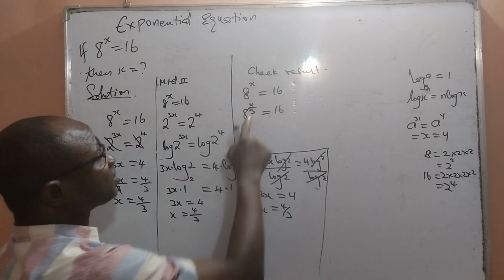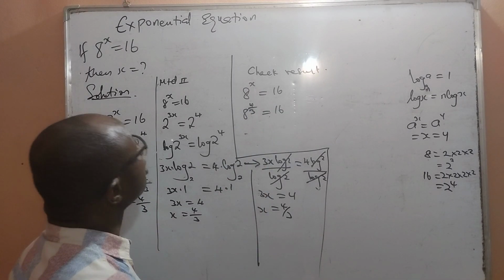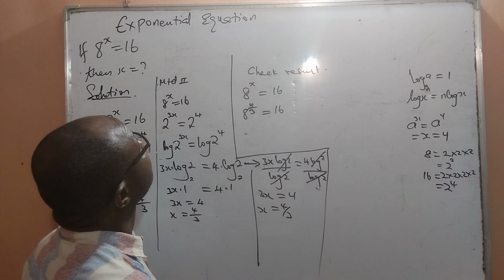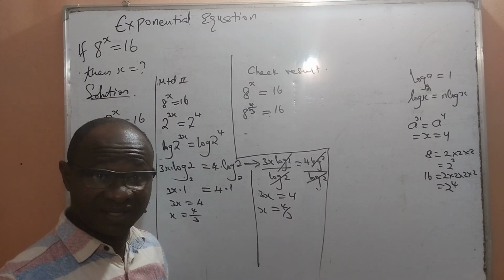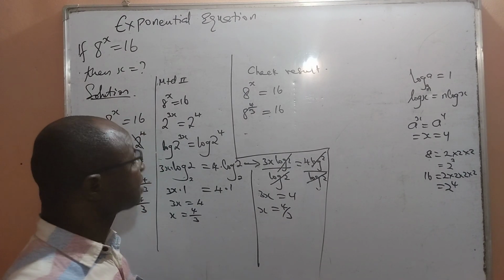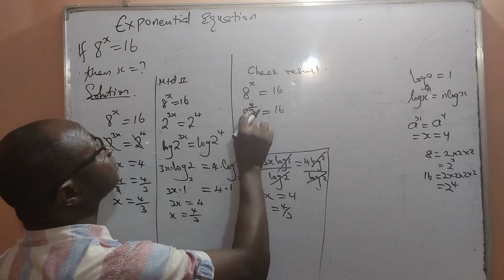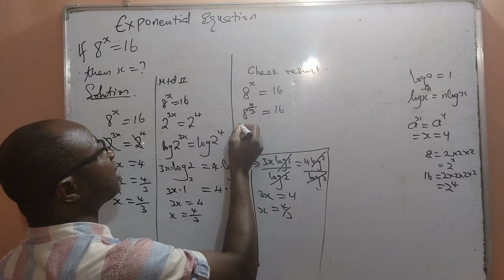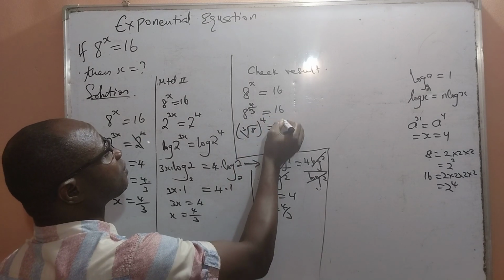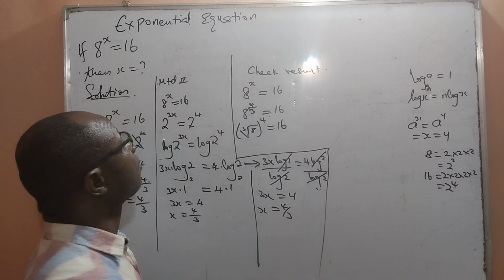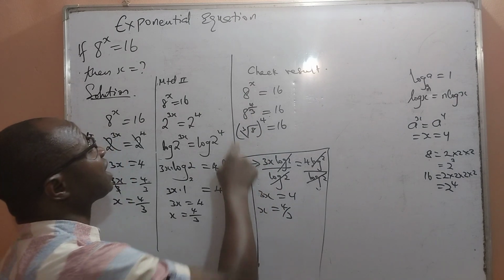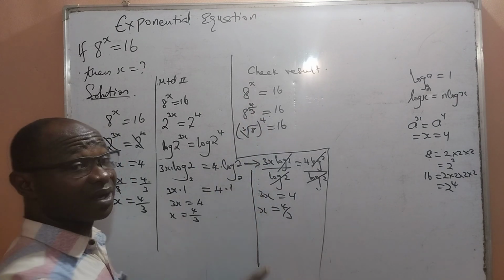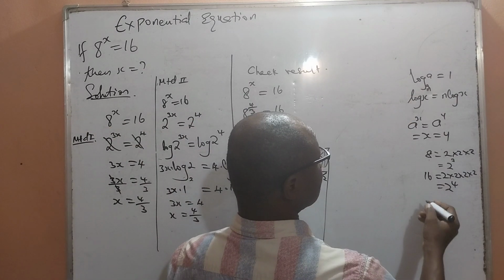So, by this, we can apply what we call fractional index law in indices. Okay? And that means I now put this place as the cube root of 8, everything raised to the power 4. Will this be equal to 16? Why the cube root? Because I have 8 raised to the power 4 over 3. Alright, let me put this thing down for you.